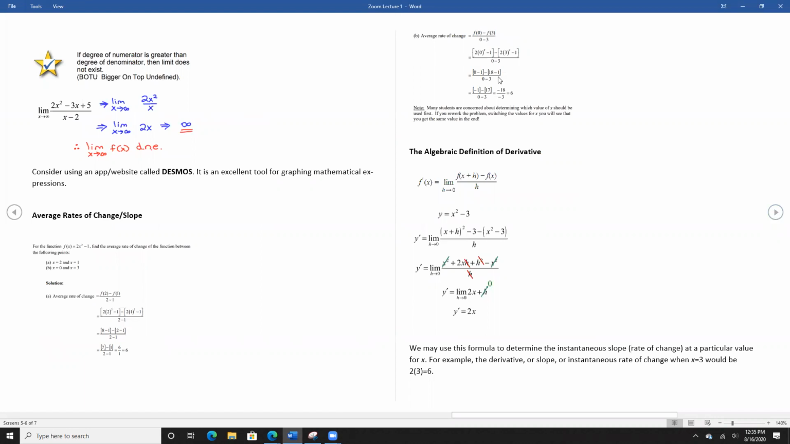And one last trick. If the degree of the numerator is greater than the degree of the denominator, then the limit does not exist. So here we have a degree of 2 in the numerator and a degree of 1 in the denominator. So since the degree of the numerator is greater than the degree of the denominator, the limit does not exist. And we have been writing does not exist. If there's no confusion, you could use the infinity symbol as well.